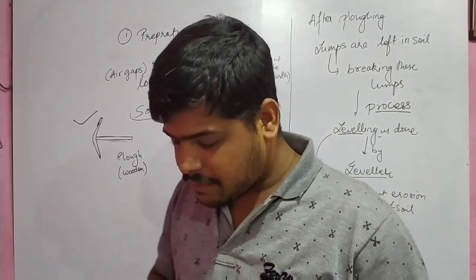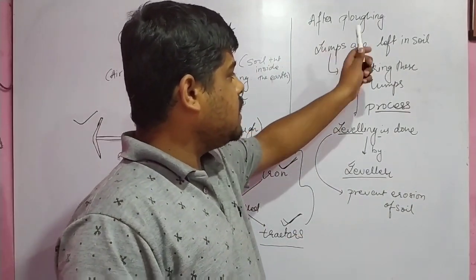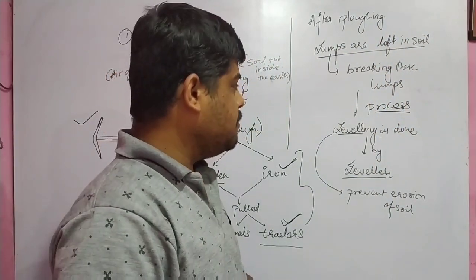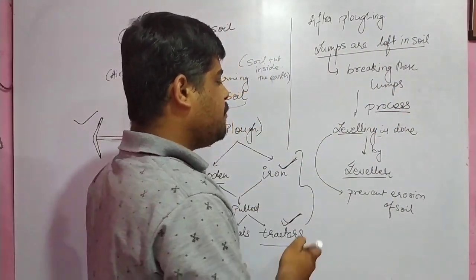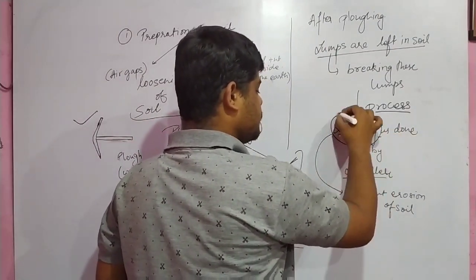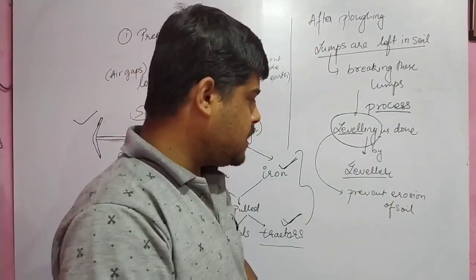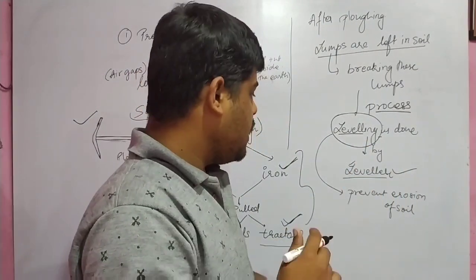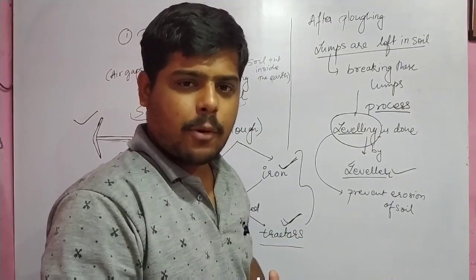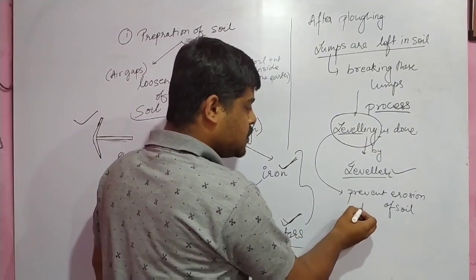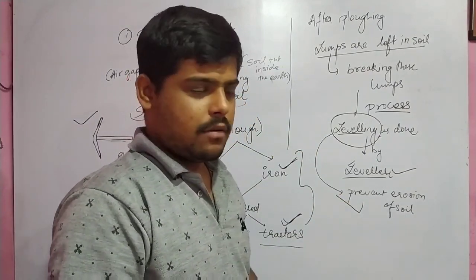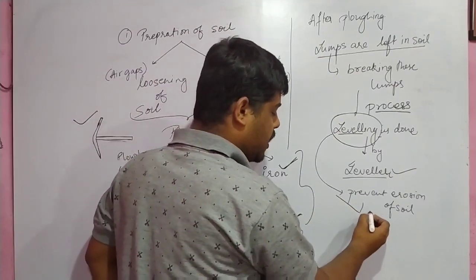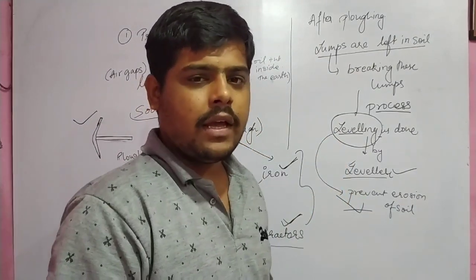Now, after the plowing, lumps of soil are left over. For breaking these lumps, we do the process called leveling. And leveling is done with the help of a leveler. Now, leveling is a most essential process because it prevents soil erosion, which is the most vulnerable thing for the fertility of the soil. It reduces the fertility of the soil.